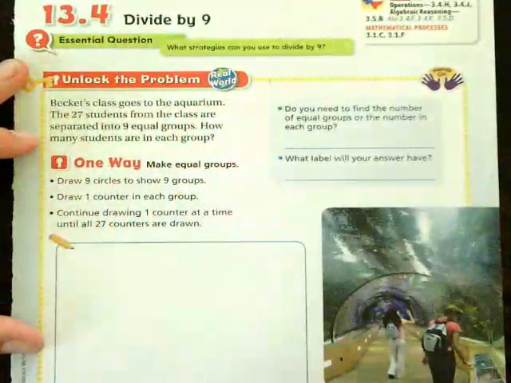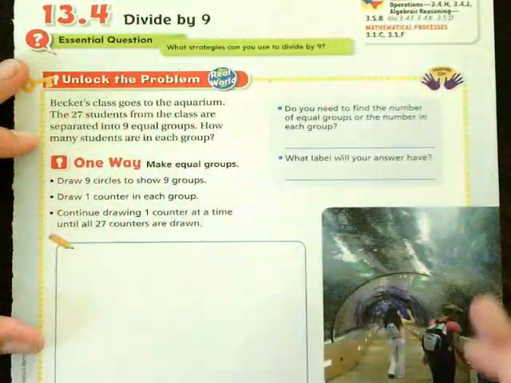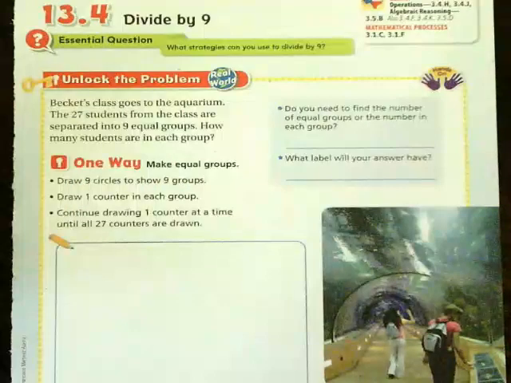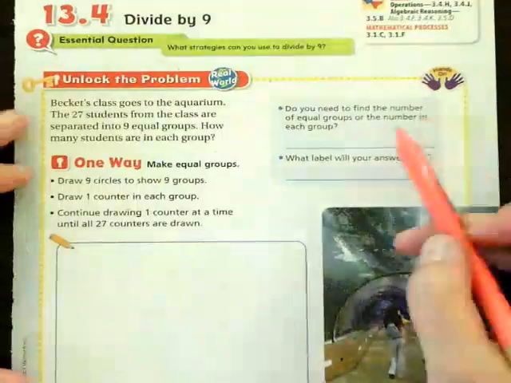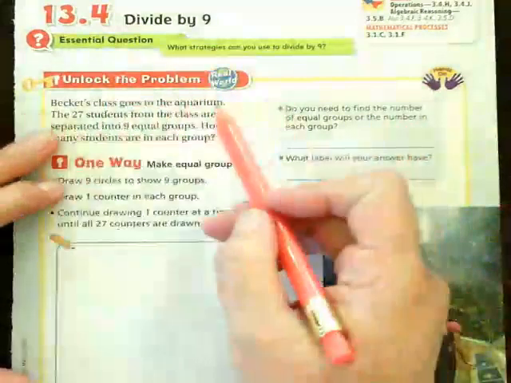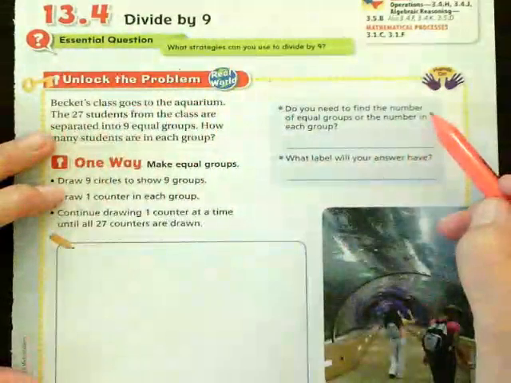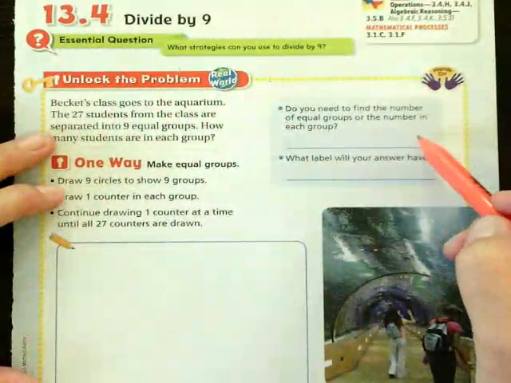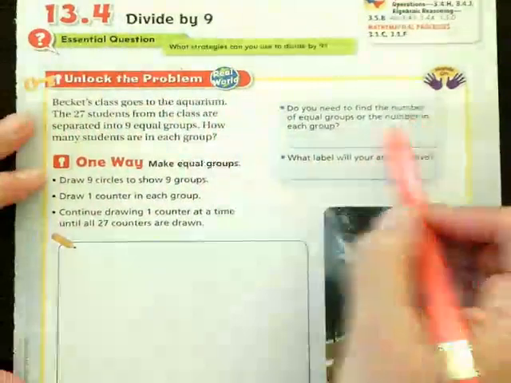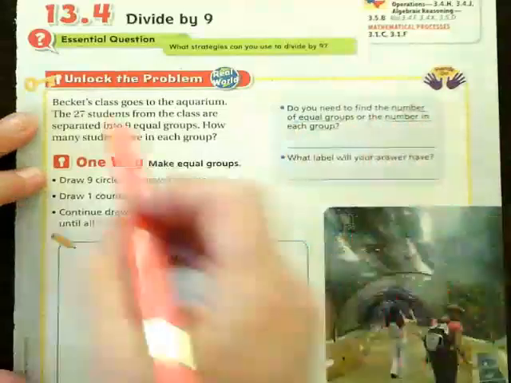Okay, so I'm going to look around. I see a picture down here. And this is a picture of an aquarium. Inside these glass walls are fish. So an aquarium is like a really big fish tank. Okay? Let's read the question over here, and then I'm going to go back and read again. Now that I understand what all of those words are, what an aquarium is, what separated means, I can go ahead and do this. It says, do I need to find the number of equal groups or the number in each group?